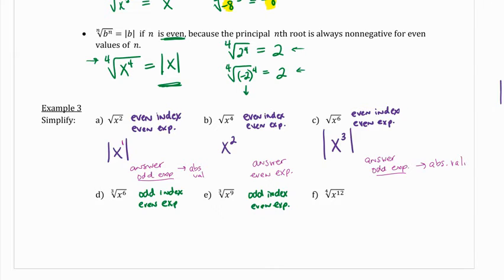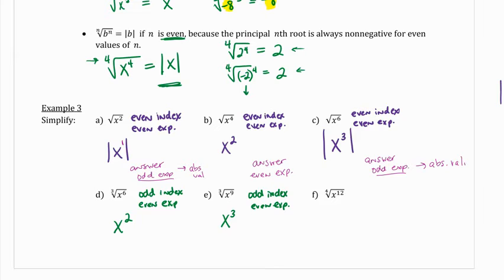So for these, I just want to know what times itself 3 times would give me x to the 6th. So that's going to be x squared. And because, again, that index is odd, I don't have to worry about absolute value. The next one, what times itself 3 times again will give us x to the 9th. Well, that would be x cubed. And again, because our index is odd, we don't have to worry about absolute value.